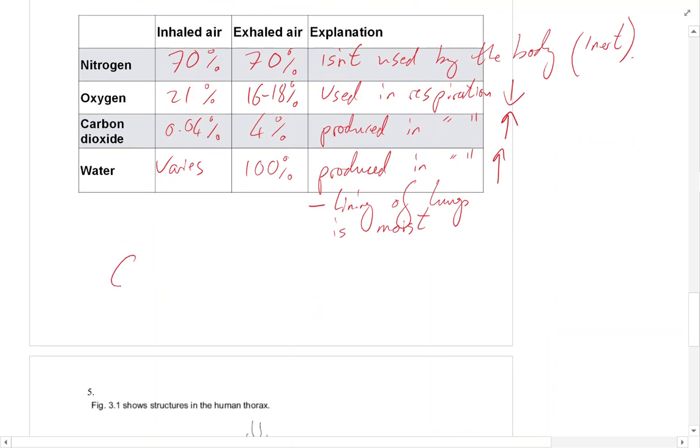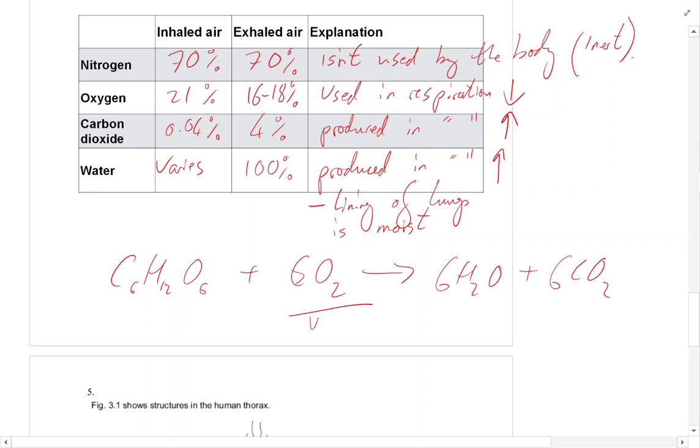And just to clarify, C6H12O6 plus 6O2 goes to form 6H2O plus 6CO2. So that gas is being used, this is being produced along with the water as well. Okay.